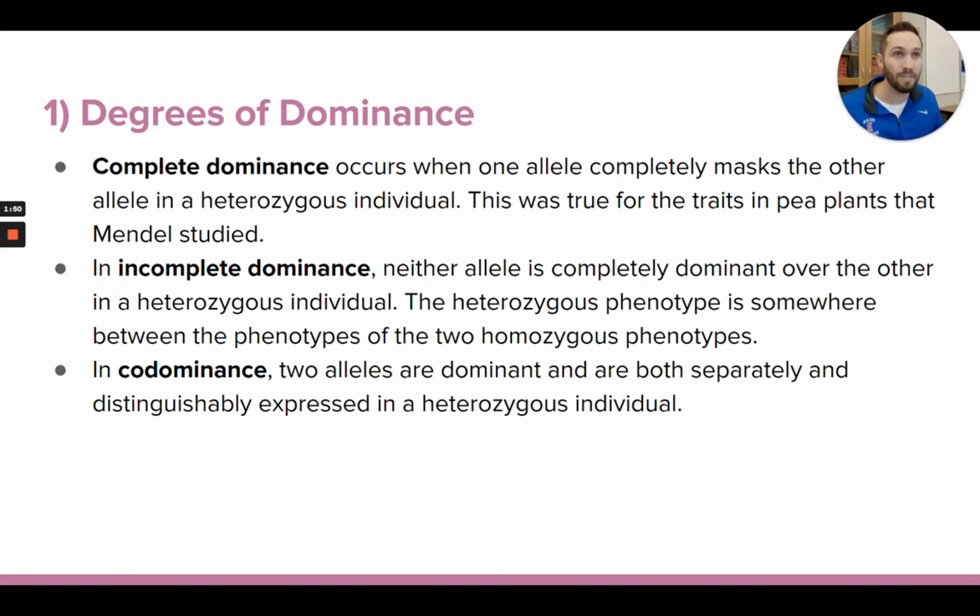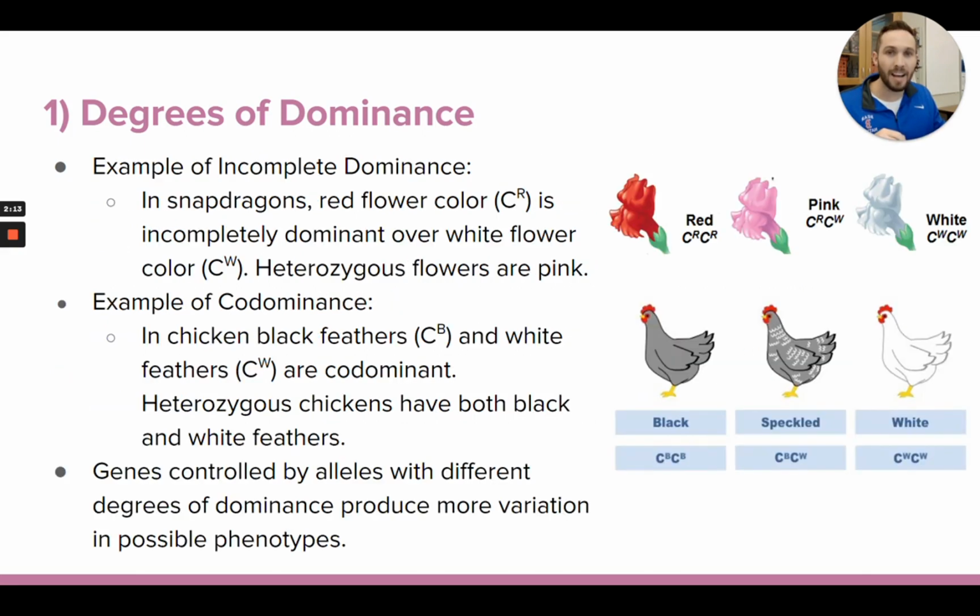And for most, or all, of the traits that Mendel was looking at, there was a completely dominant and recessive allele, where one was always completely winning. But what we know since then is that there's many situations where there's alleles where one of them is not completely dominant over the other. Two examples of that are incomplete dominance and codominance. In incomplete dominance, neither allele is dominant over the other.